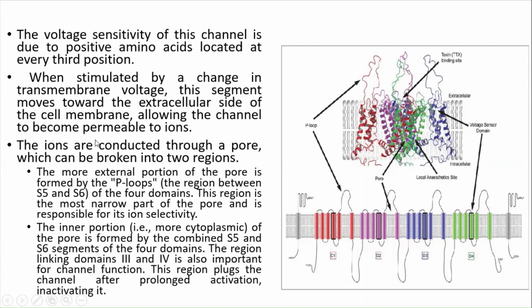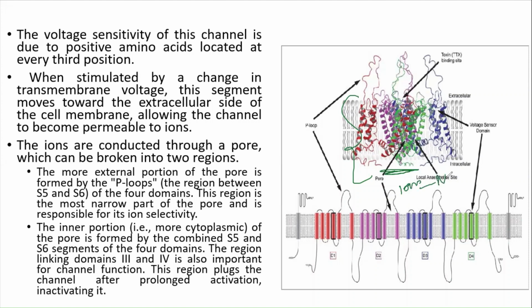Now, when it is stimulated by a change in the transmembrane voltage, this segment moves toward the extracellular side of the cell membrane, allowing the channel to become permeable to ions. So what is happening? When stimulated, what does that mean? As soon as your membrane potential changes, that change in the membrane voltage is sensed by this Na plus channel, allowing it to become permeable to the ions.